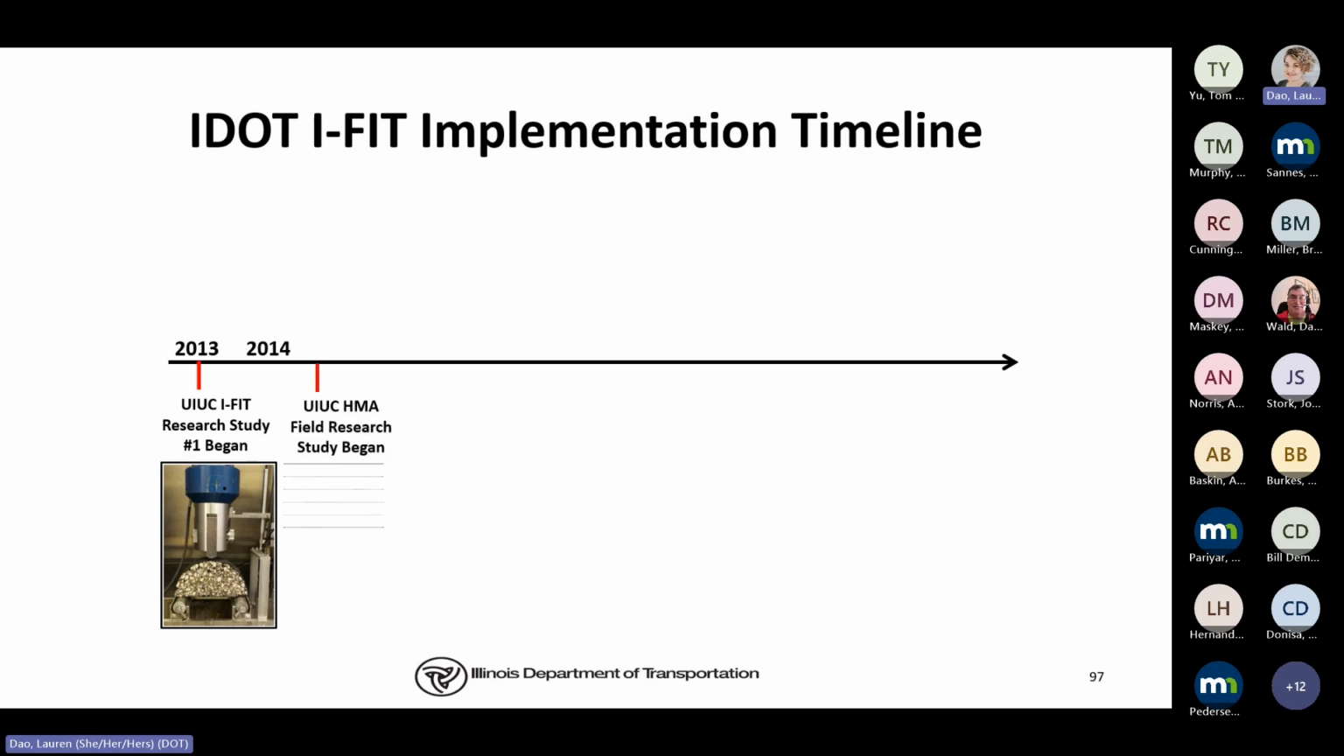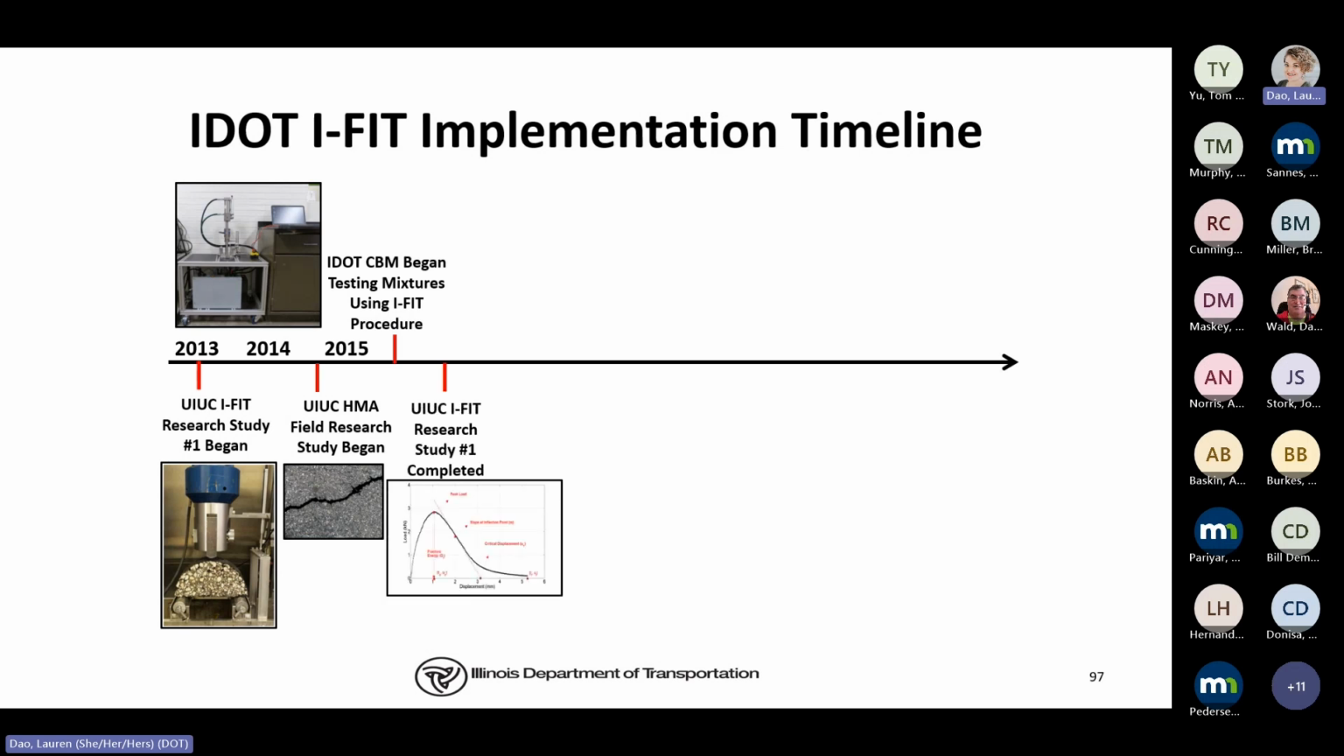The next phase of the state's performance testing took quite some time to fully implement because the test method needed to be developed first, and enough data needed to be collected to build out a database to help quantify the mixture's ability to withstand cracking. The first research study was completed in 2015, and by the middle of 2016, IDOT began their iFit pilot projects with 11 projects across all 9 districts.